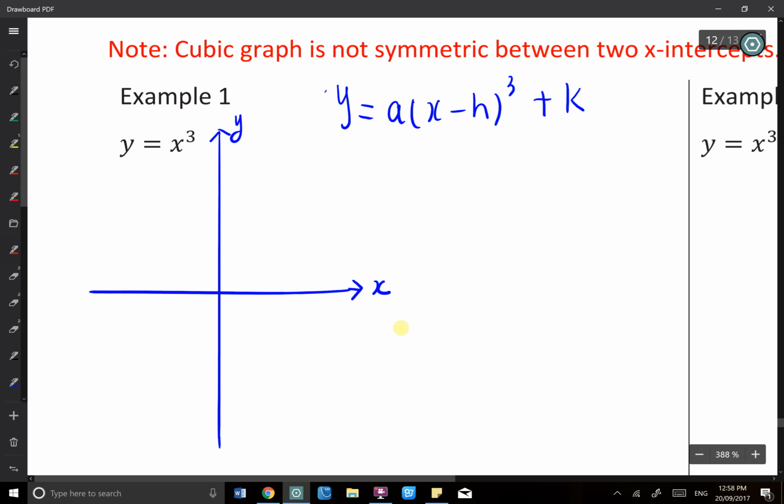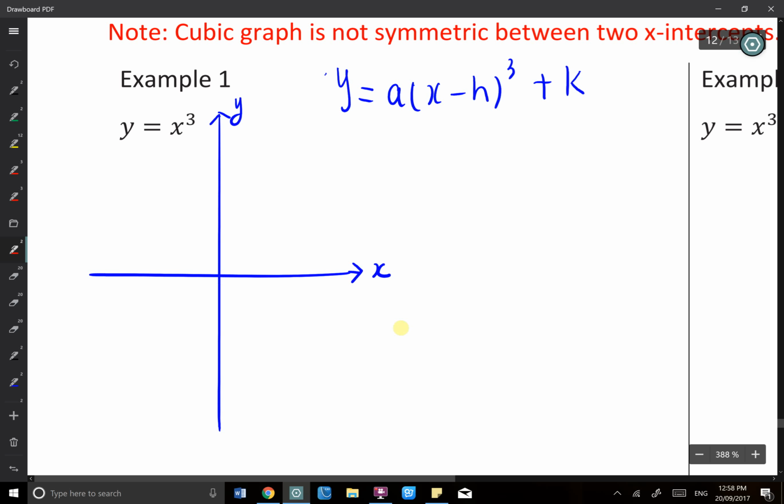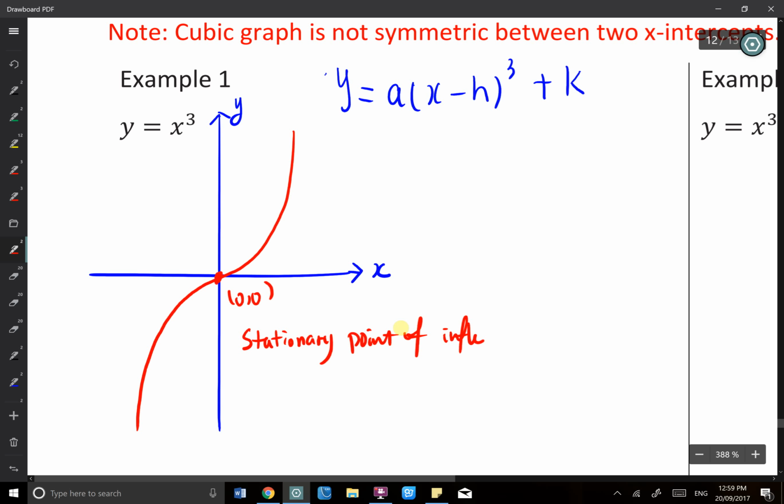So what I would do is, that's the shape of a cubic function, and it's symmetrical. It should look like that. So we have the point (0, 0) here. This point is called a stationary point of inflection.